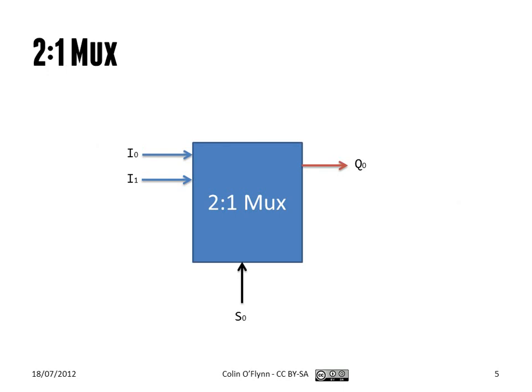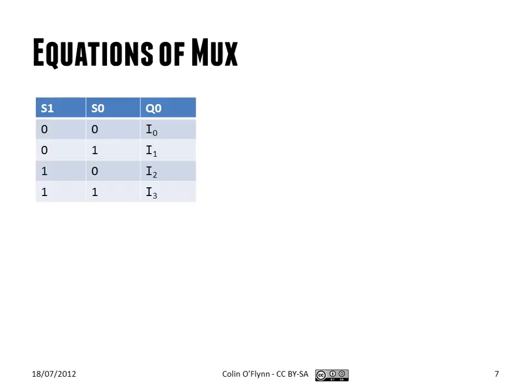We name them by the number of inputs and the number of outputs. So for example, a 2-to-1 mux has two inputs and one output. A 4-to-1 mux has four inputs, one output, and so forth.